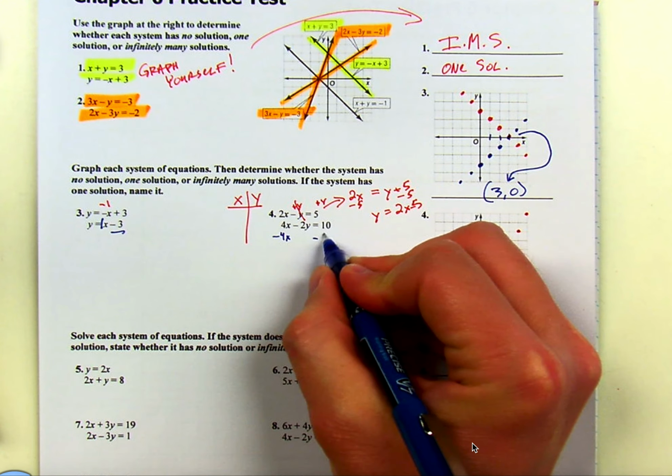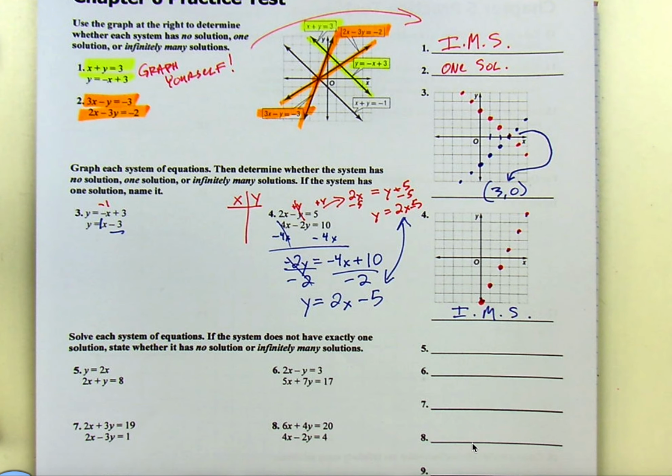Negative 4 divided by negative 2 is positive 2. 10 divided by negative 2 is... oh, wait a second. It's the same equation. Same line, infinitely many solutions. All right, we get the idea on that one.